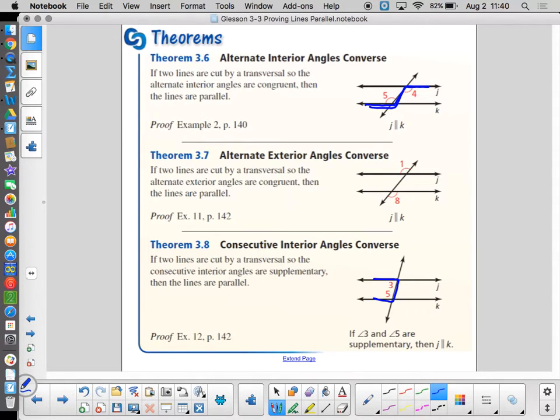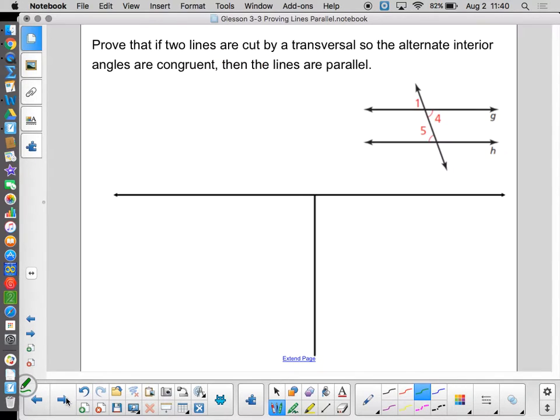If the alternate interiors are congruent, the lines are parallel. If the alternate exteriors are congruent, the lines are parallel. If the consecutive interiors are supplementary, the lines are parallel. The important thing when we're dealing with a converse theorem is that the converses show parallel lines. The regular theorems do not. The regular theorems show congruence or supplementary. The converses show parallel lines.